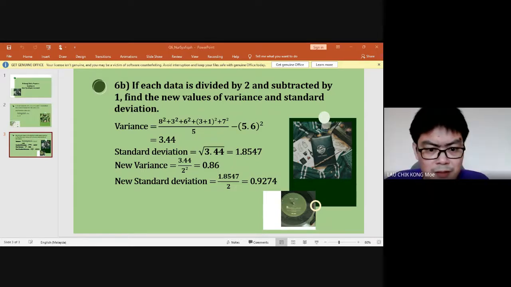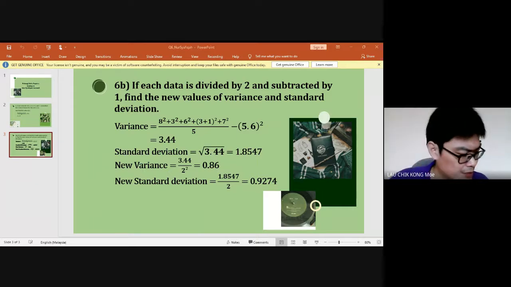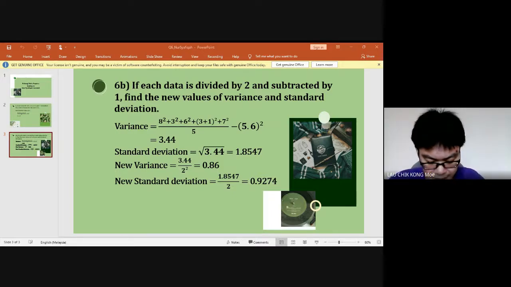Okay, so the answer for part A just now, x equals 3, and then for part B, the question asked to find the new value of variance. So the new variance is 0.86, which is correct. Divide by 2 squared, so we should be careful. If the data is divided by 2, the variance is divided by 2 squared. Our variance needs a square. And then the new standard deviation is 0.9274, which is correct. Divide by 2. Okay, well done.